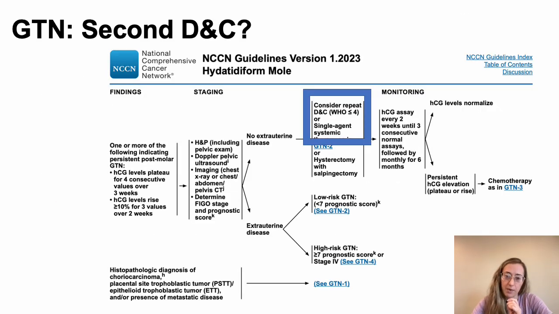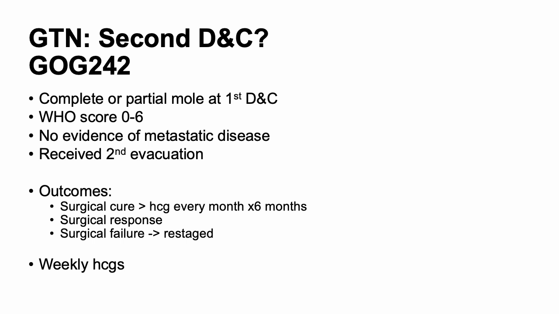Let's talk about what I alluded to earlier, which is the second D&C. So you have a patient who comes in with uterine confined disease. Can she qualify for a second D&C? And we were able to answer this question in GOG 242. So this looked at patients who had a complete or partial mole at the first D&C. They had a WHO score of 0 to 6, no evidence of metastatic disease. They underwent a second evacuation. They were looking at surgical cure, surgical response, surgical failure, and then they underwent weekly HCGs.